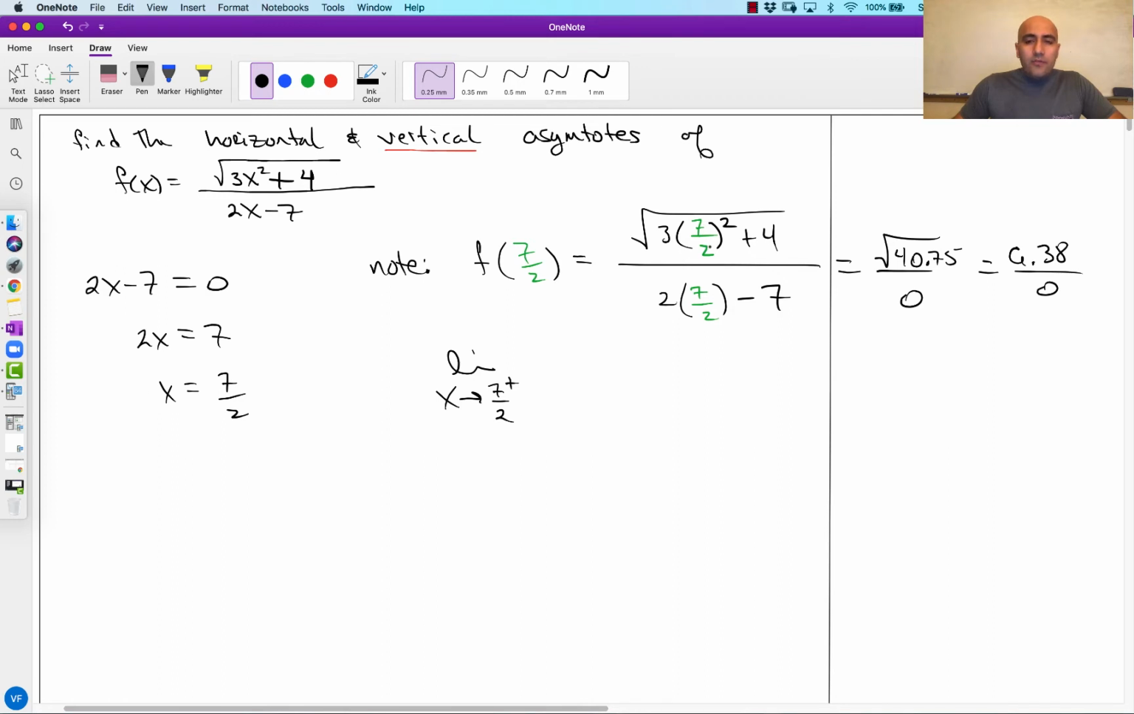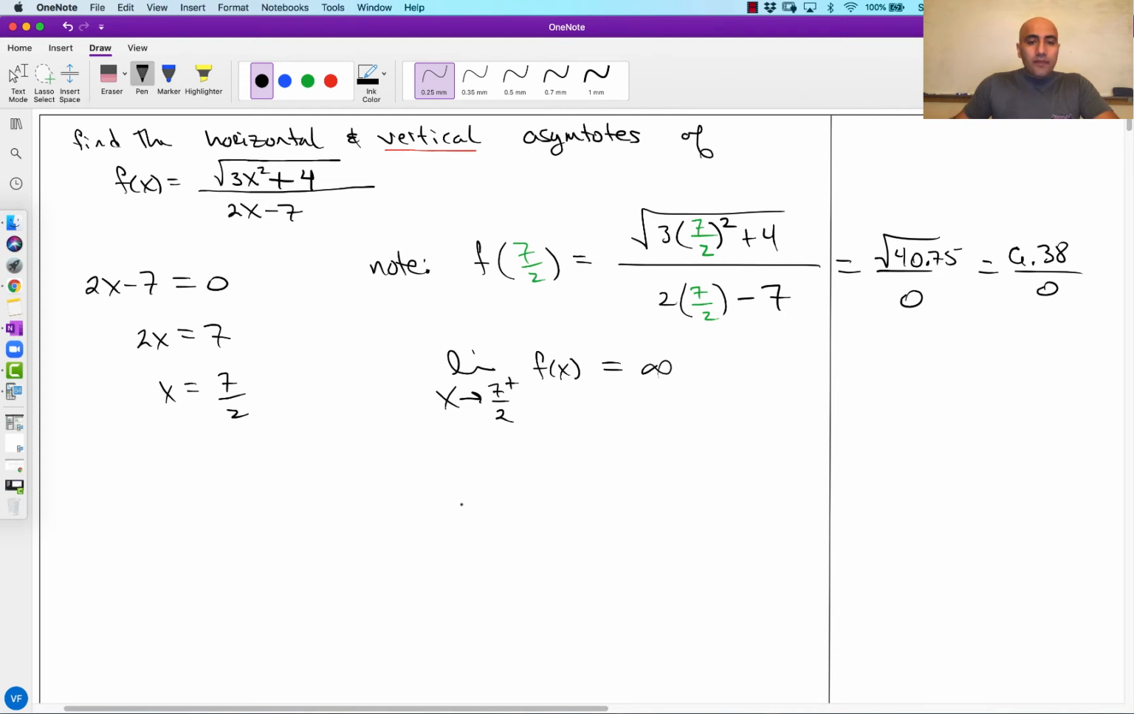On the other hand, up in the numerator, a number very, very close to 7 over 2, squared, times 3 plus 4, square root of that, is going to be very, very close to 6.38. So something that's approaching 0, getting infinitely small in the positive, but always positive, and the numerator approaching this number is going to result in a very large positive number. So that helps us confirm that this is going toward positive infinity. So the limit as x approaches 7 over 2 from the positive side of our function f of x is going to be equal to positive infinity.